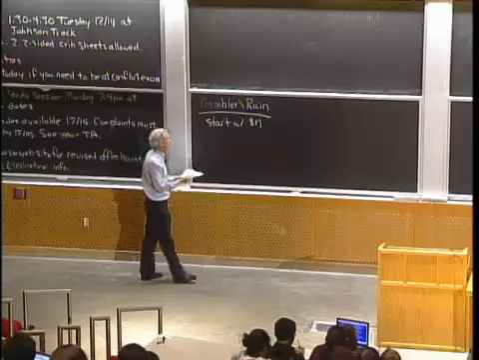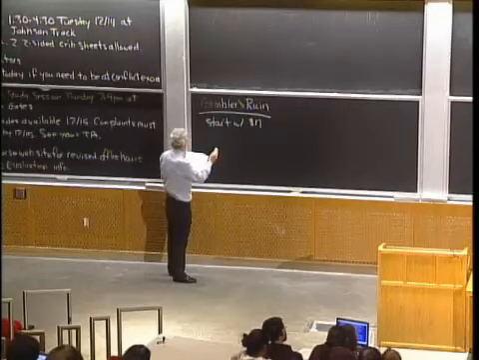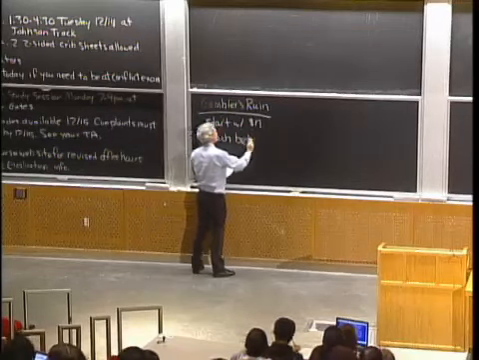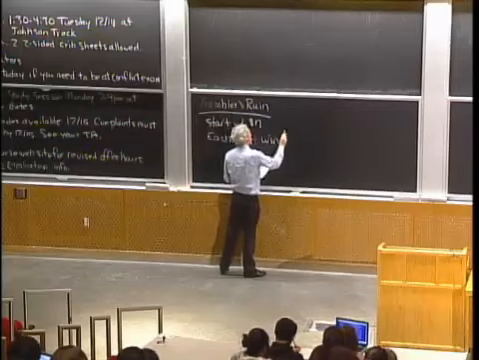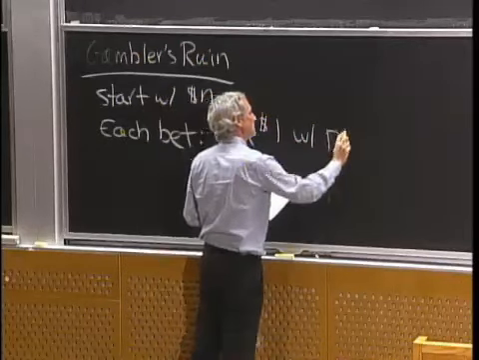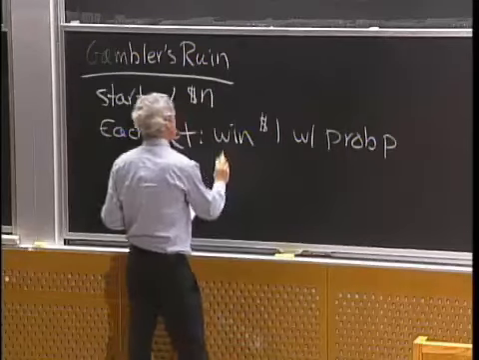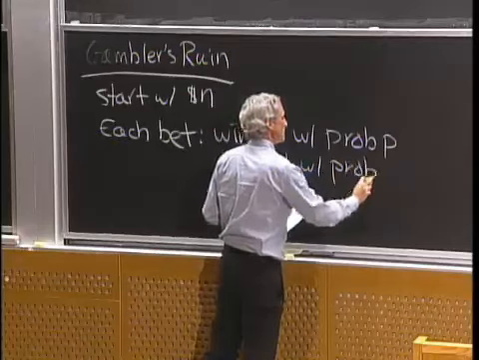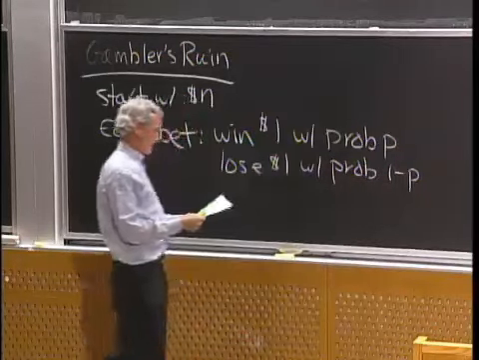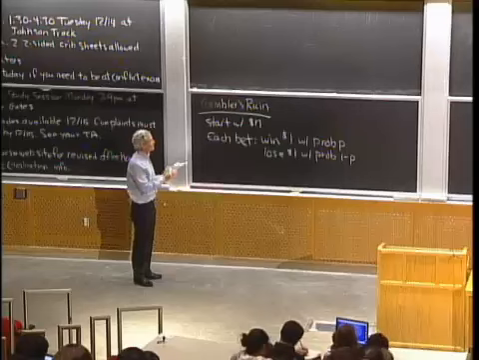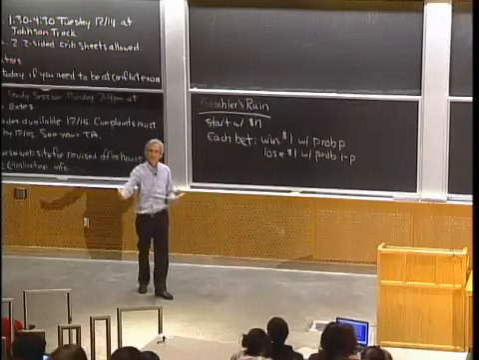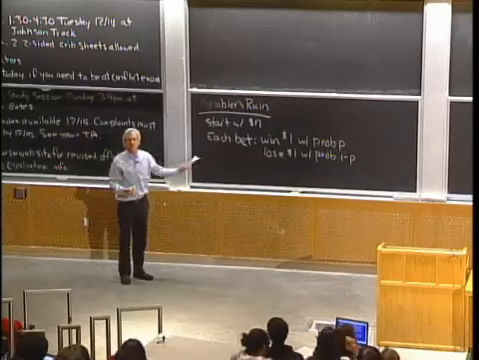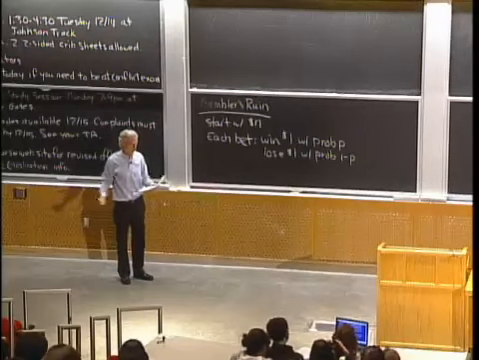Now these days there's not many bets in a casino for $1. It's more like 10 bucks. But just to make it simple for counting, we're going to assume that each bet you win $1 with probability P and you lose $1 with probability 1 minus P. And in this version, we're going to assume you keep playing until one of two things happens. You get ahead by M dollars, or you lose all the money you came with, all N dollars.